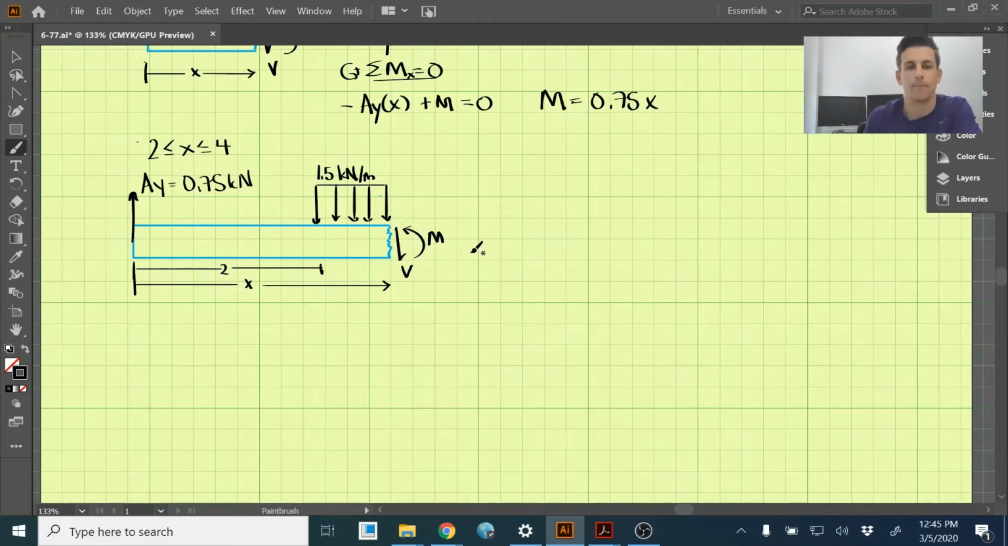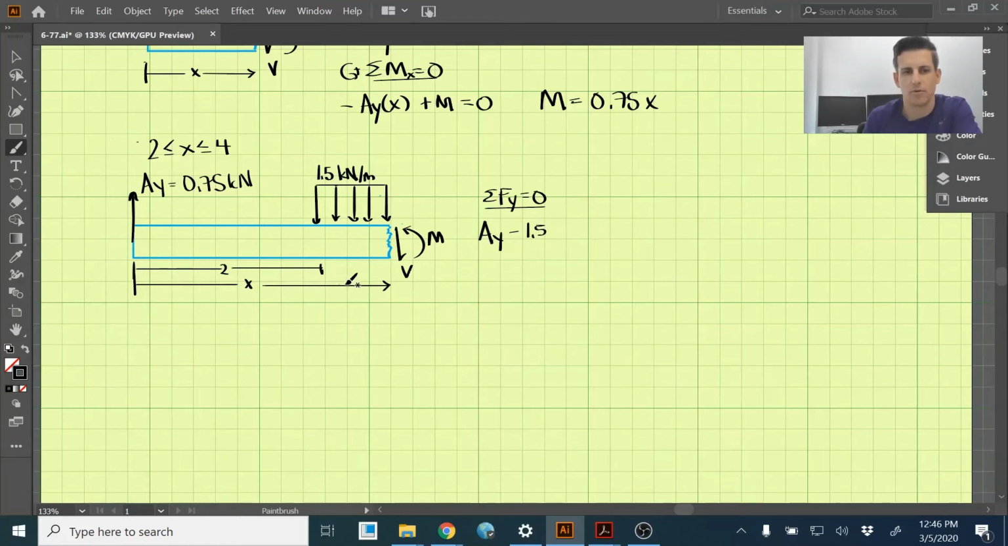All right, so let's solve this by first taking the sum of the forces in the y direction and setting those equal to 0. We have AY, which is positive, and we know that's 0.75. We have this distributed load here, which is downward, so that's going to be negative, so 1.5.